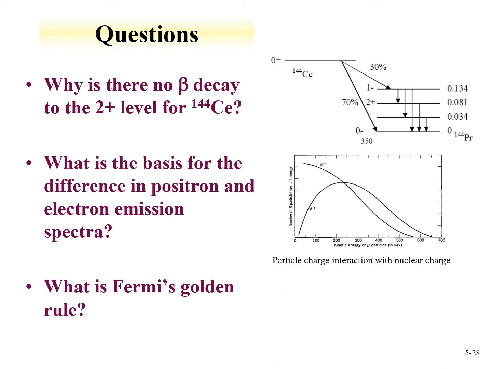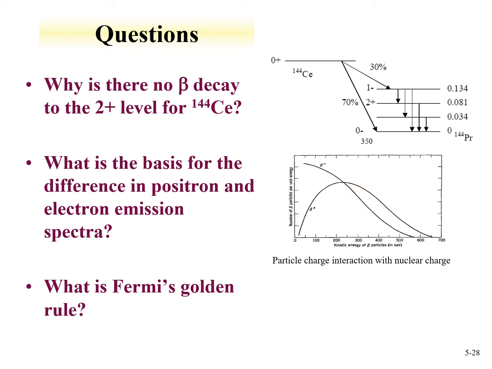Okay, what is the difference in positron and electron emission spectra? A great example is shown here with copper 64. We see that for the beta- particle, the overall energy is less than the positron. This has to do with the particle charge and the particle charge interaction with the nuclear charge. Fundamentally, the positron, positive, gets repelled by the positive charge of the nucleus and has more energy as it leaves the nucleus.